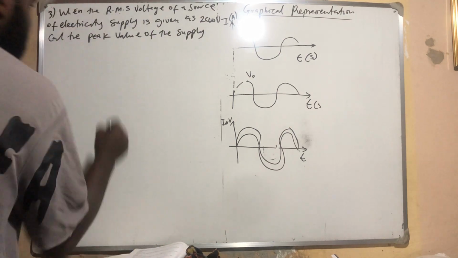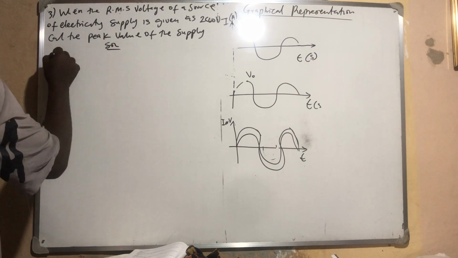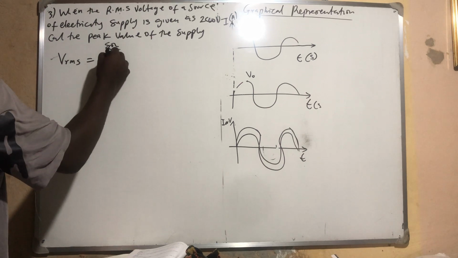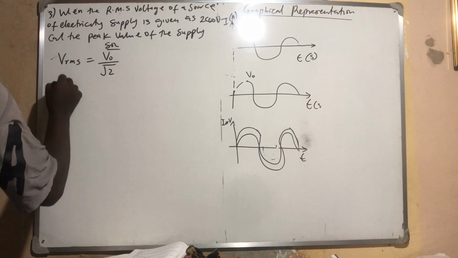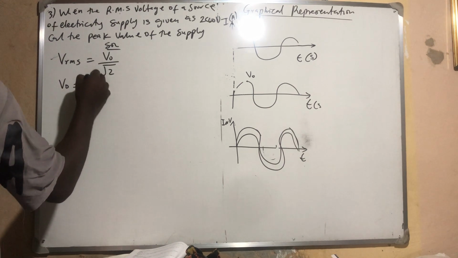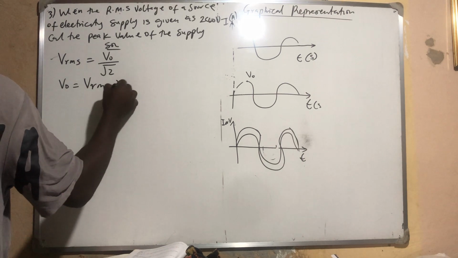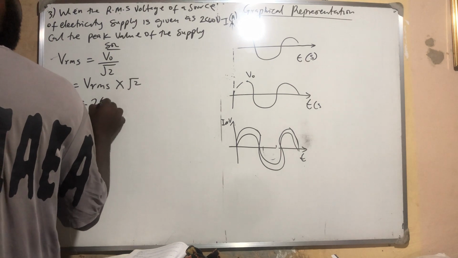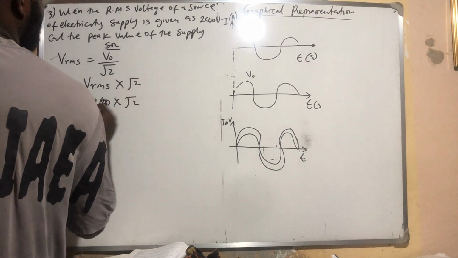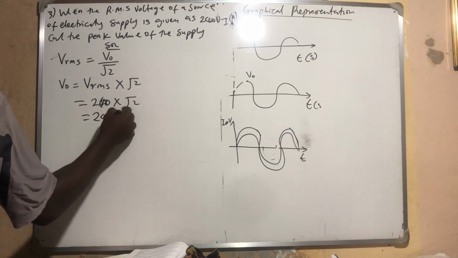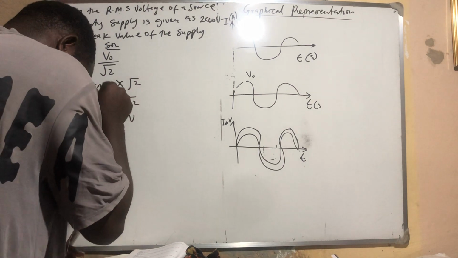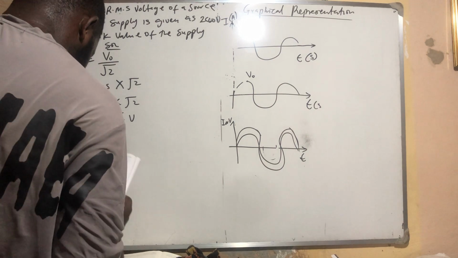Okay, so this is a very, very simple solution. What do you tell them? You tell them that your VRMS is equal to V naught over root 2. So they're asking me V naught, which is VRMS times root 2, which is 240 times root 2, which is 240 root 2 in volt. Very, very simple.